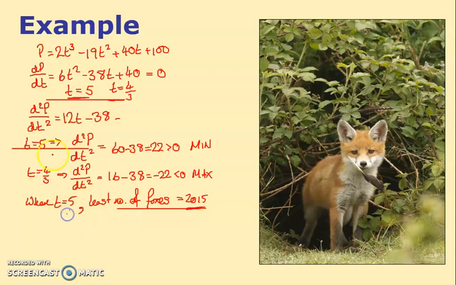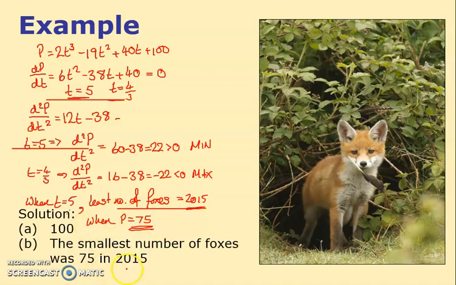I'll just substitute 5 into this formula. When t equals 5, P equals 2 times 5 cubed minus 19 times 5 squared plus 40 times 5 plus 100. 75 is what I've got. So at that point there are 75 foxes. Starting at 100, so yeah, perfect.